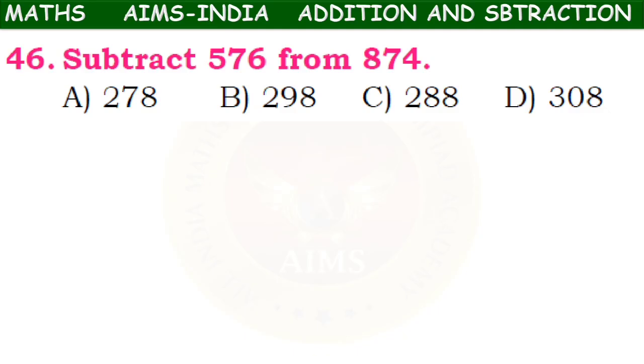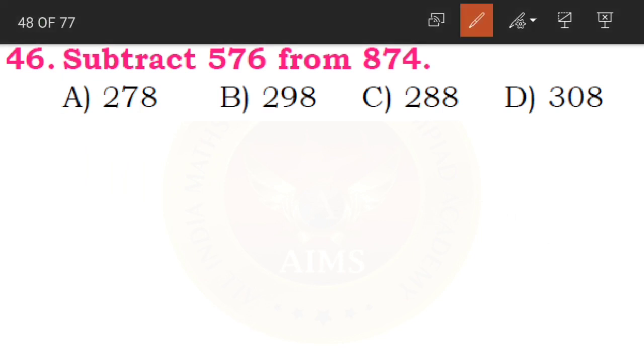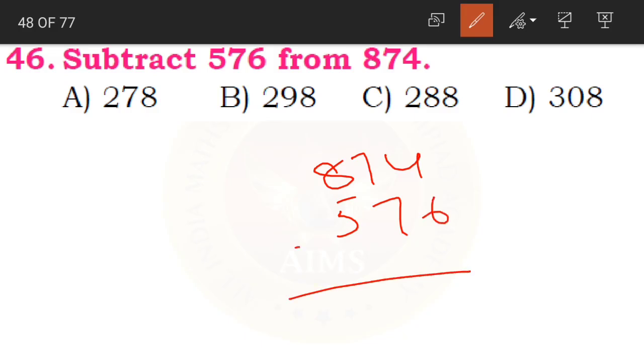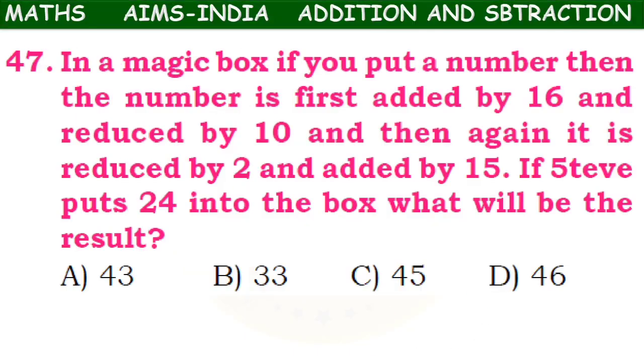Yes children. Moving on to question number 46. A very easy question. Subtract 576 from 874. Now coming to the ones place, 4 minus 6 not possible, so we'll borrow. 14 minus 6 is 8. Again 6 minus 7 not possible, so we are borrowing. 16 minus 7 is 9. 7 minus 2 is 5. So option B, 298, is our answer here.